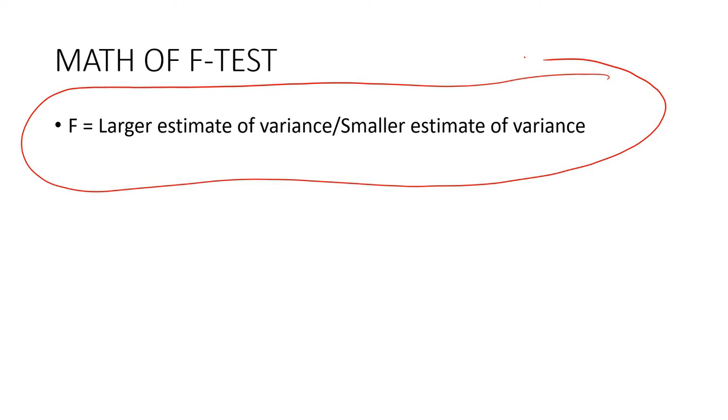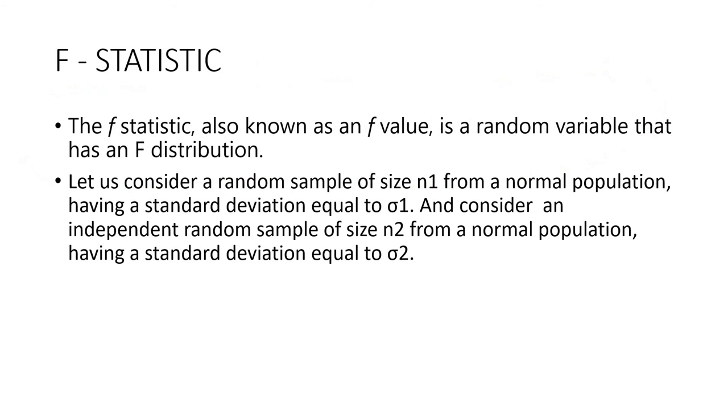This is the math of the F-test. You can understand it as the larger estimate of variance divided by the smaller estimate of variance. In short, we can summarize the formula in this way. This F-statistic is also known as the F value. It's a random variable that has an F distribution. The F-statistic follows the F distribution.